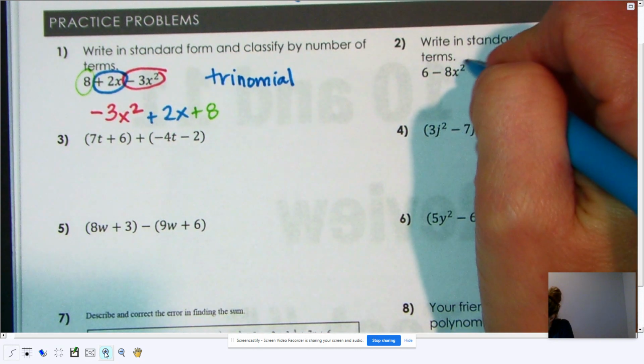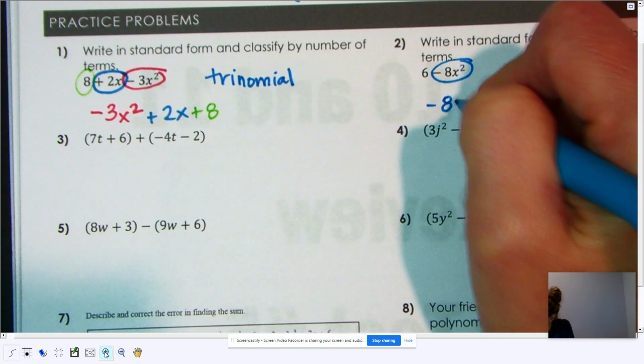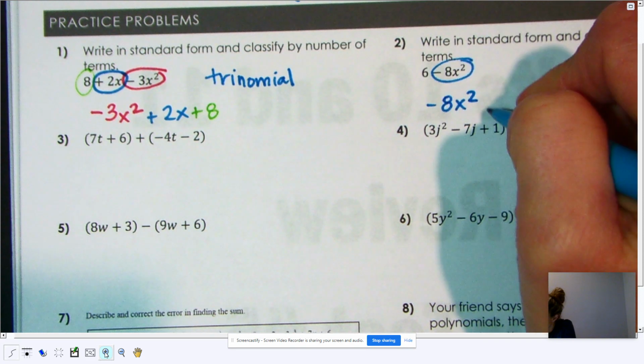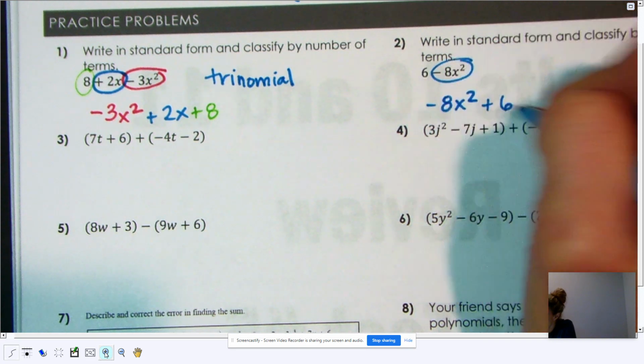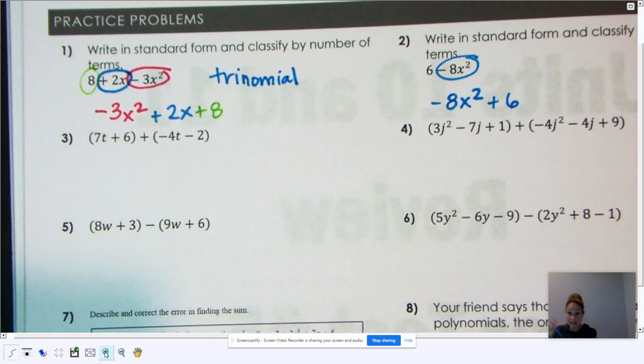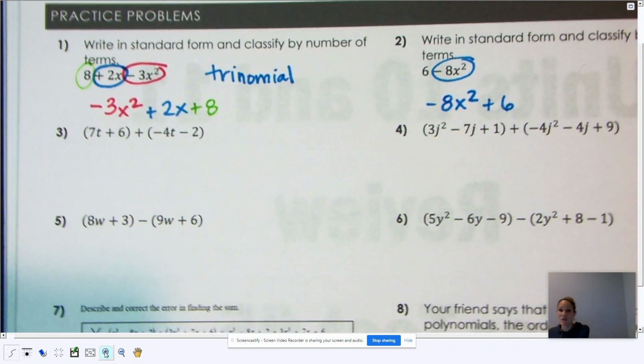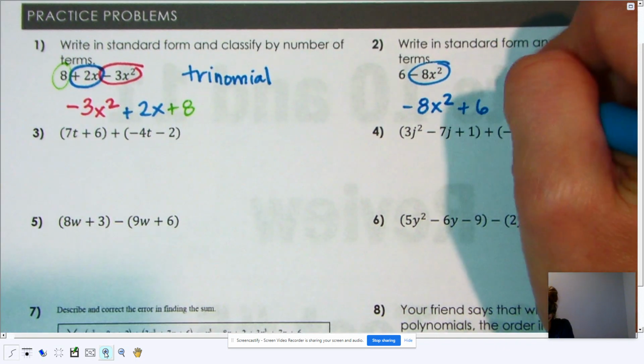Okay, so this one we're going to start with the highest exponent, so negative 8x squared. And then we're going to copy the plus 6 at the end because it's positive, and we always use pluses and minuses to separate terms. Because this one has 2 terms, it is a binomial.